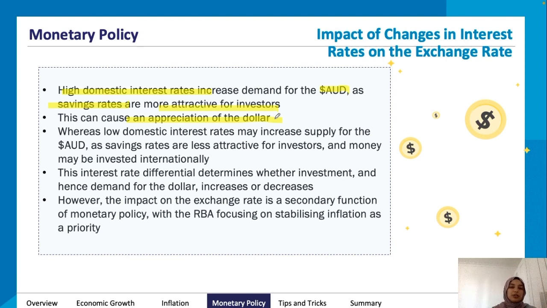That's their main goal. But in saying that, just because you're trying to achieve one thing doesn't mean it doesn't have a domino effect on other things, right? So it does still have an impact on the exchange rate, but that's not their primary function. So make sure you're able to distinguish between that and that you understand that difference.